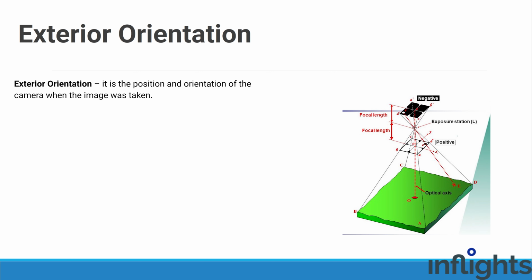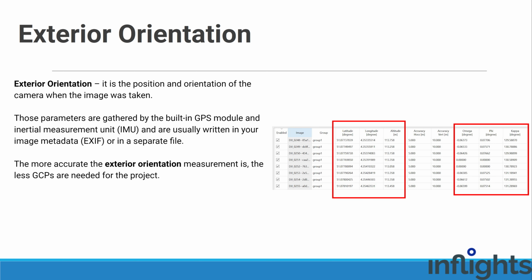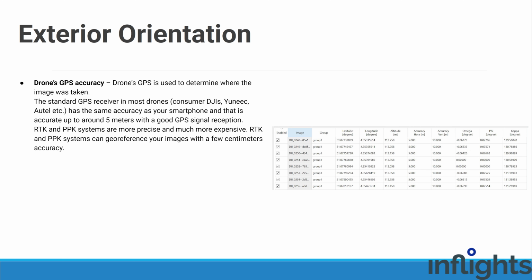Now let's look at exterior orientation. This is position and orientation of the camera when the image was taken. Those parameters are gathered by the built-in GPS module and inertial measuring unit and are usually written in your image metadata or in a separate file. So let's have a look at it closer.